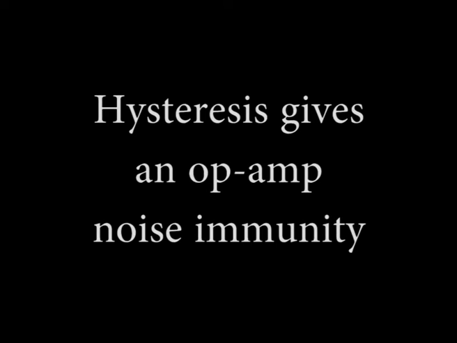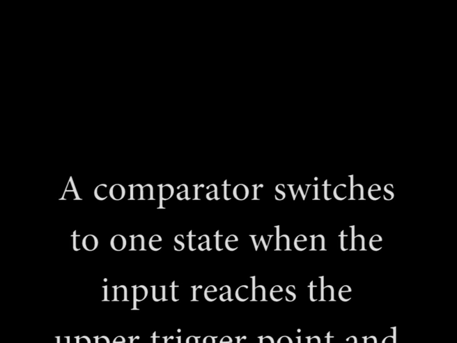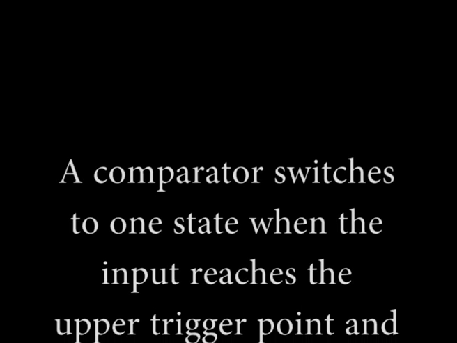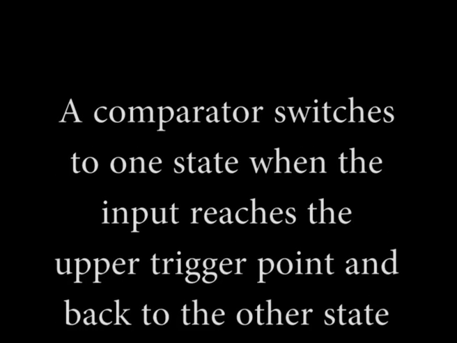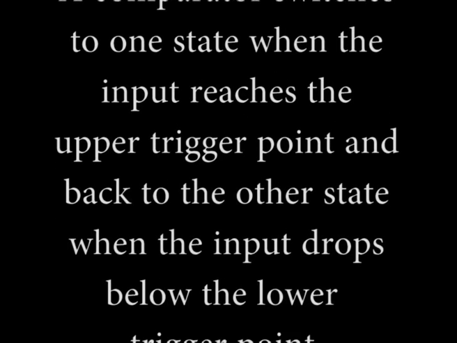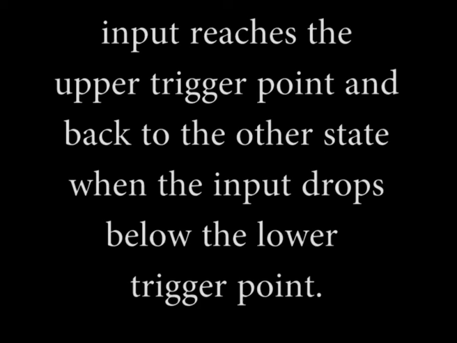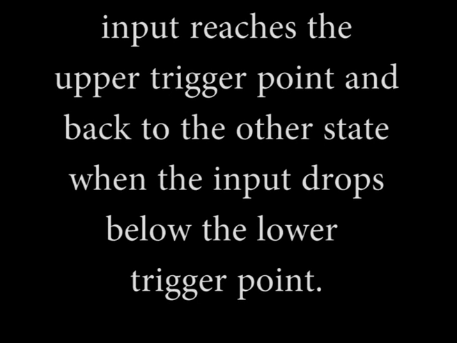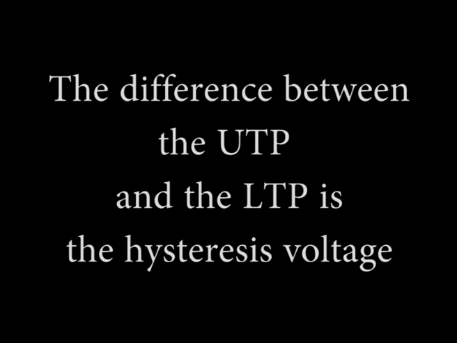Hysteresis gives an op-amp noise immunity. A comparator switches to one state when the input reaches the upper trigger point and back to the other state when the input drops below the lower trigger point. The difference between UTP and LTP is the hysteresis voltage. Bounding limits the output amplitude of a comparator.